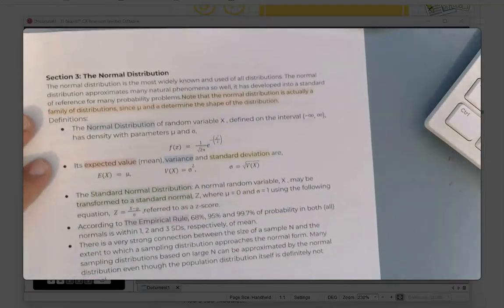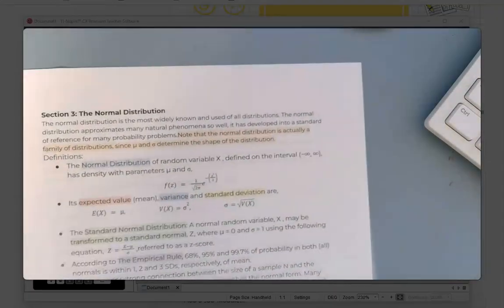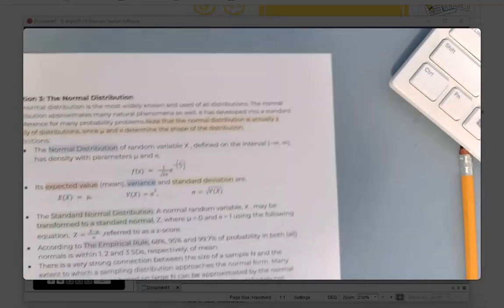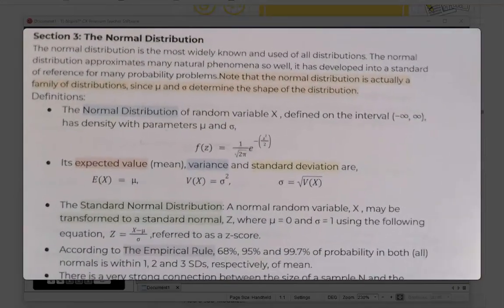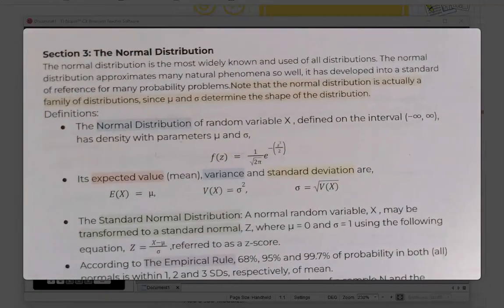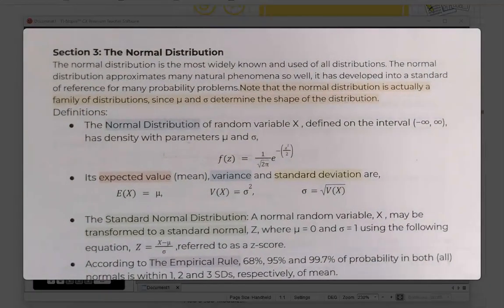Let's just get into it here. The normal distribution is actually a family of distributions. So that's why we can sometimes standardize them. We can get their z-score. We can do that because it's a family of distributions.